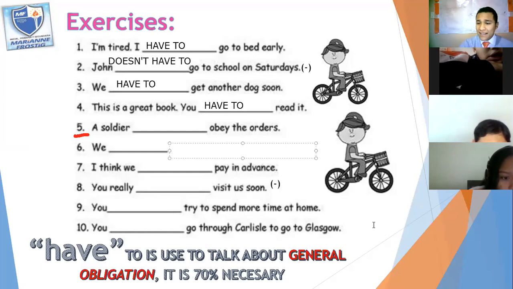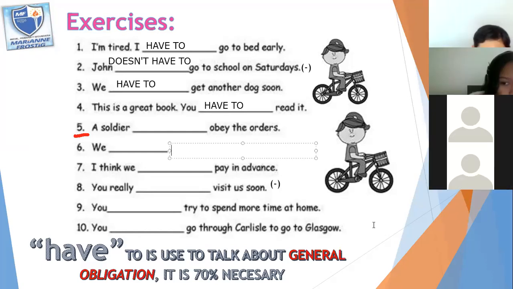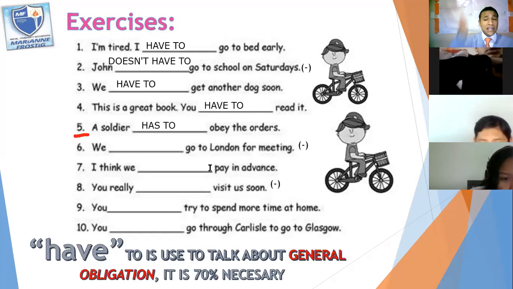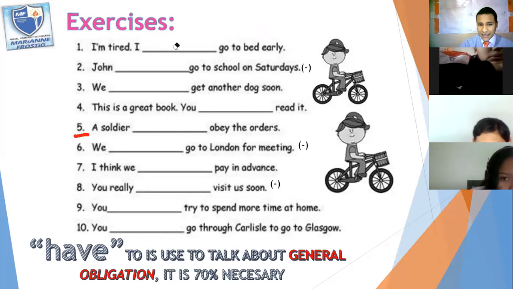A soldier. Let's see. Mauricio, Stephanie, Iris, Anaelis, Melina. Come on, guys. Very easy. A soldier has to obey the orders. Excellent. Has to obey the orders. Okay, very good. It's a rule. A soldier has to, is a rule to obey orders. Okay, obey orders. Very good, guys. So, very easy. Let's remember this, guys.